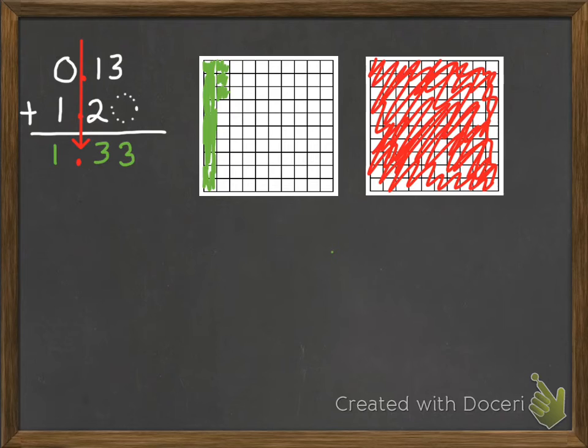So 1 whole, I'm going to color in the whole hundredths grid, and I'm going to add 20 more to my 13. So I'm going to color in 20 more, and now my final answer is 1 whole colored in and 33 hundredths on the other side. The green and the red together are 33. So my final answer shows 1 and 33 hundredths.